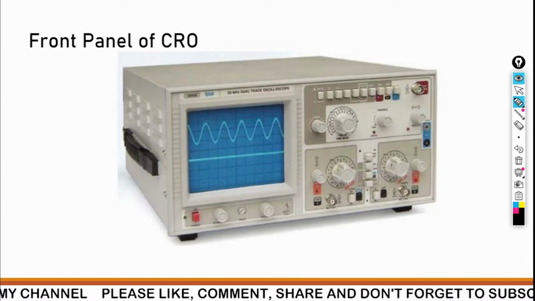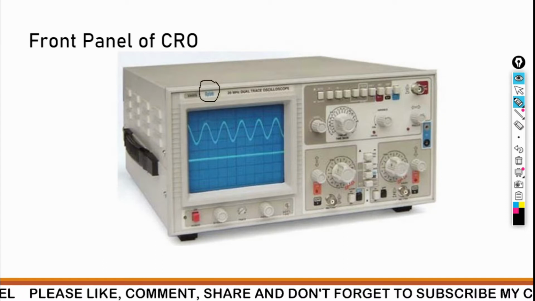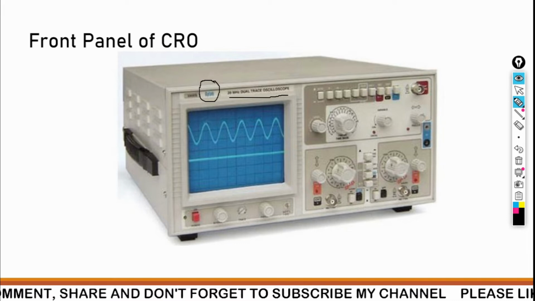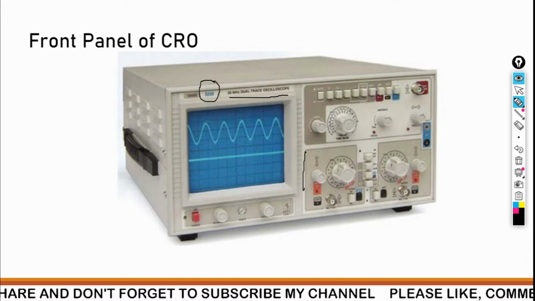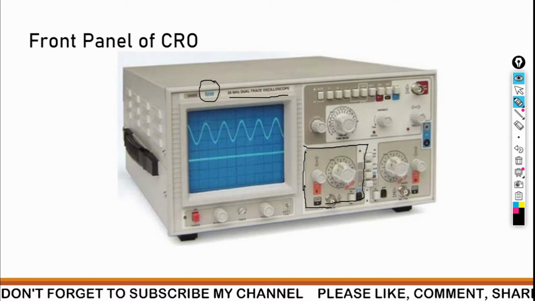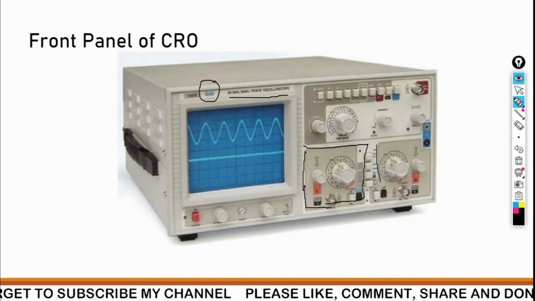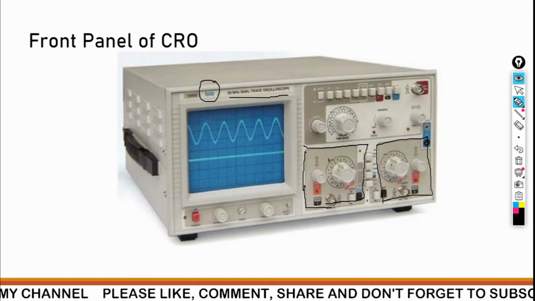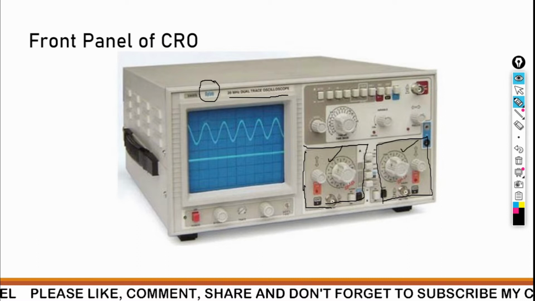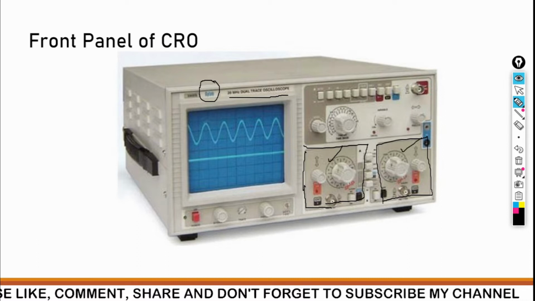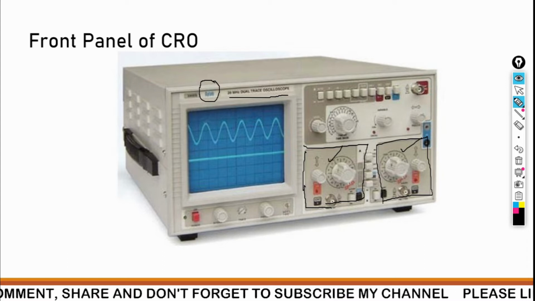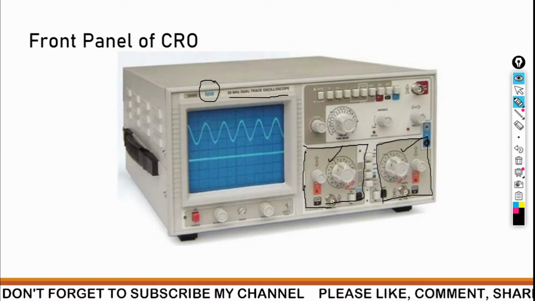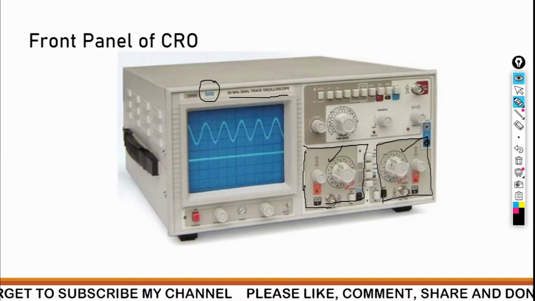Panel of CRO. This is a CRO that is given by a company called Applab. It is a 20 megahertz dual trace oscilloscope. So dual trace means there will be two traces. One trace, the dedicated part for this is called channel Y, and this is the dedicated part for channel X. So by using this we can have one trace, and by using this we can have a second trace. You can see here there are several buttons, or we can say knobs, available. These knobs are used to control the parameters that we are going to measure, such as amplitude and frequency.